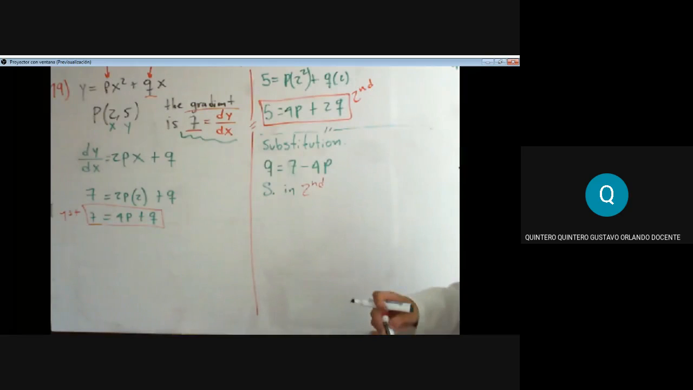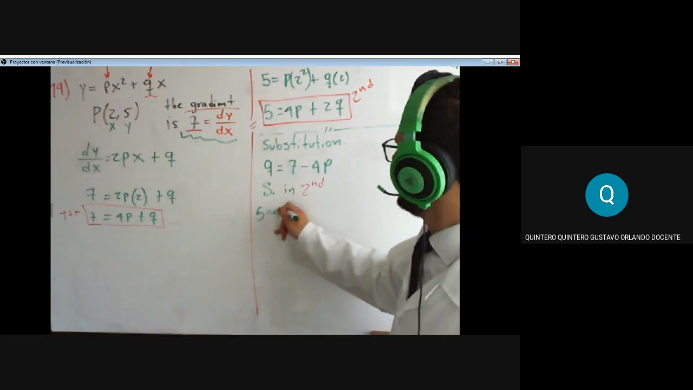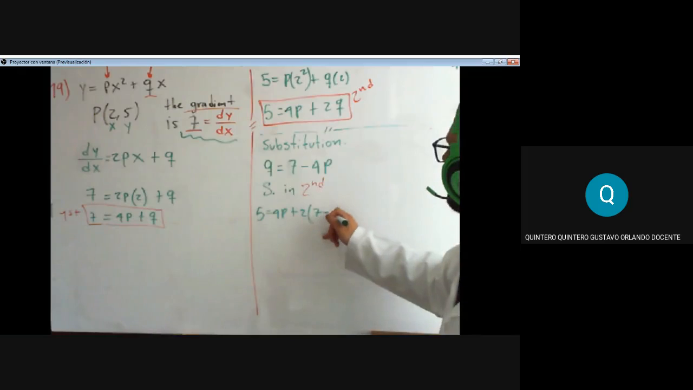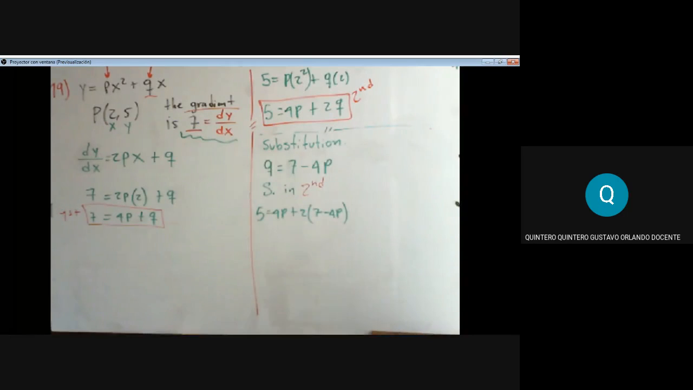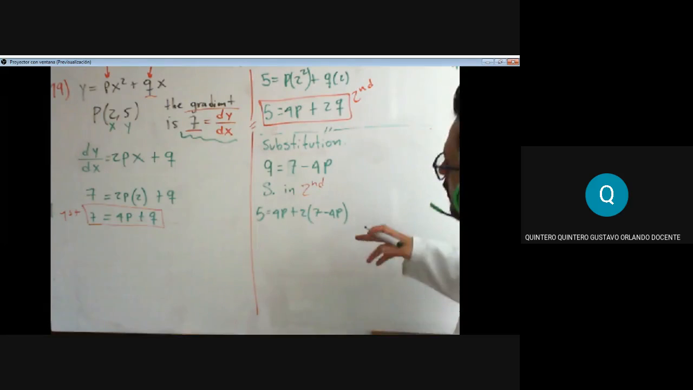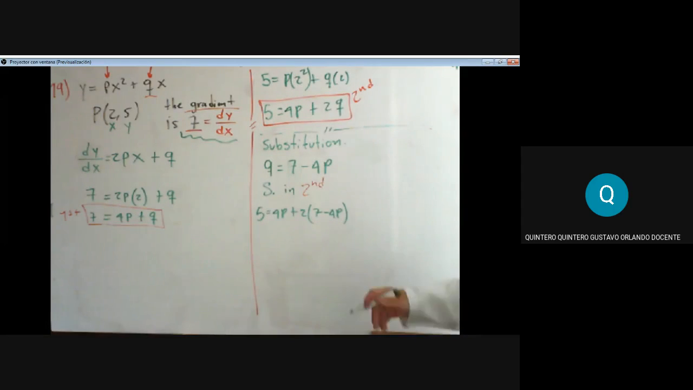All right, let's substitute in the second one. The second equation is 5 equals 4p plus 2 times q, and q is 7 minus 4p, right? Instead of the q, we wrote the value of q, 7 minus 4p. That is why this is called substitution, because I substitute the value of q by something else. From here, just do algebra and isolate for p.